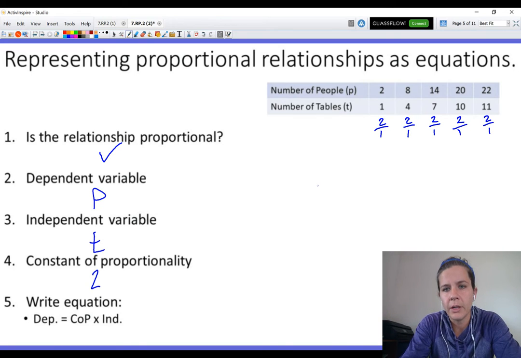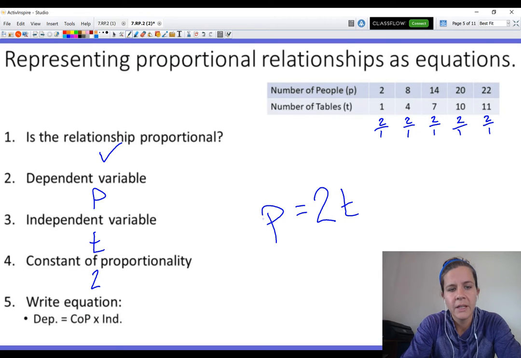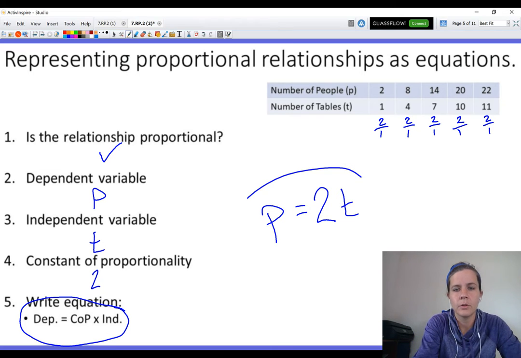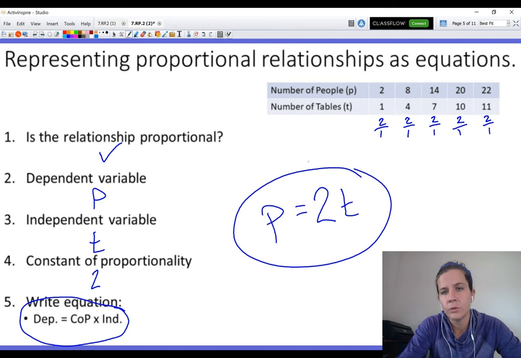We multiply, right? So we're saying the constant of proportionality, 2, times the independent variable of t, gives us the dependent variable. And that's where this equation down here comes from. The dependent variable equals the constant of proportionality times the independent variable. Here's our equation. And remember, this is just because the number of people is equal to 2 times however many tables there are. 2 people are sitting at each table.